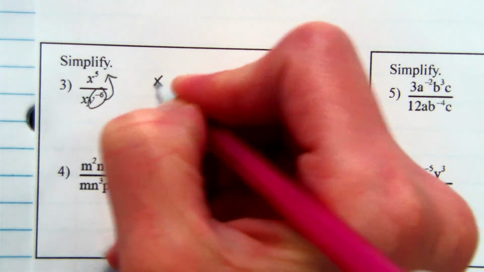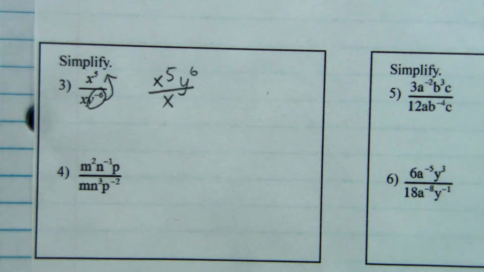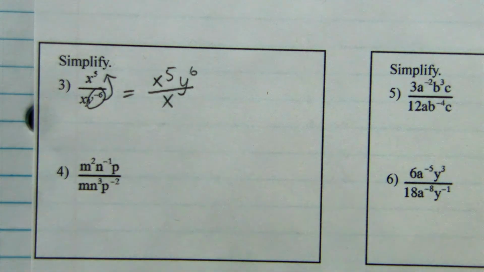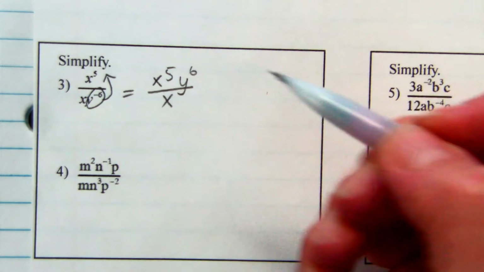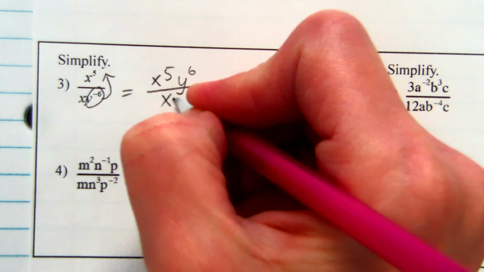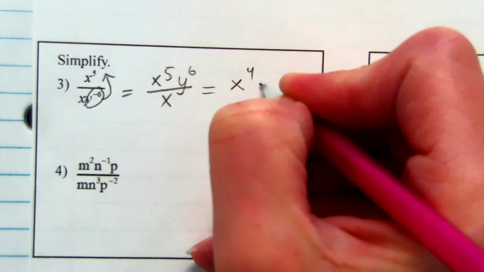So I still have x to the 5th, I've got y to the 6th, and I have x in the bottom. I'm still not done. There's still something there that I don't want. I don't want to have x's in 2 places. There should only be one x in the whole thing when we get done. So what do we do with the x's? It's x to the 4th, because this would be x to the 1st, so 5 minus 1 is 4. I'm just going to get x to the 4th, y to the 6th.